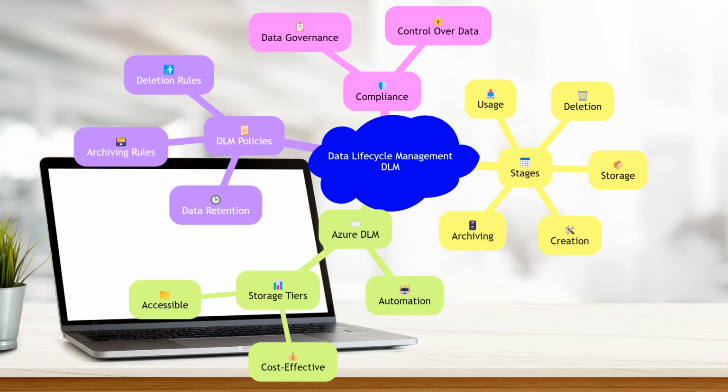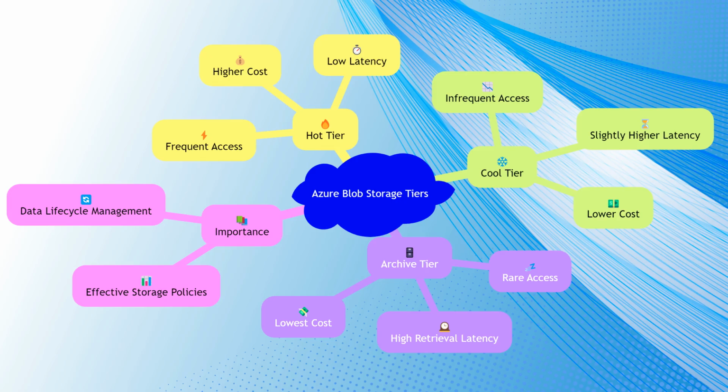DLM policies can include rules for data retention, archiving, and deletion, helping organizations maintain control over their data and comply with data governance policies. Azure Blob Storage offers different tiers to optimize cost and performance based on data access patterns. The hot tier is for frequently accessed data, providing low latency access at a higher cost. The cool tier is for infrequently accessed data, offering lower storage costs with slightly higher access latency. The archive tier is for rarely accessed data, providing the lowest storage cost but with higher retrieval latency.